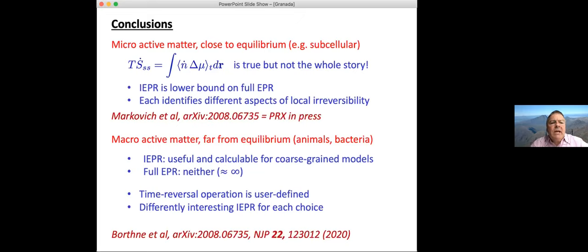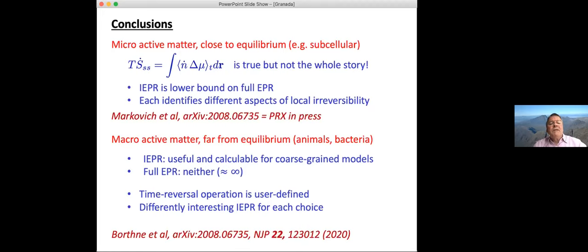In no particular order, if we take active matter that is properly microscopic, so it's close to equilibrium, it has a free energy, it has mobilities, it has a temperature, for instance, not all, but some subcellular environments, there's a heat production which you can get directly from the chemical reaction coordinate. And that equation, as written there, is obvious and it's true, but it's not the whole story, because I can break that down into different interesting spatial contributions, at least in systems with any kind of interfaces or phase separation. The informatic EPR, which comes from only looking at the dynamics of the coarse-grained fields, such as phi, is a lower bound on the full heat production, but the different bits of this identify different aspects of local irreversibility.